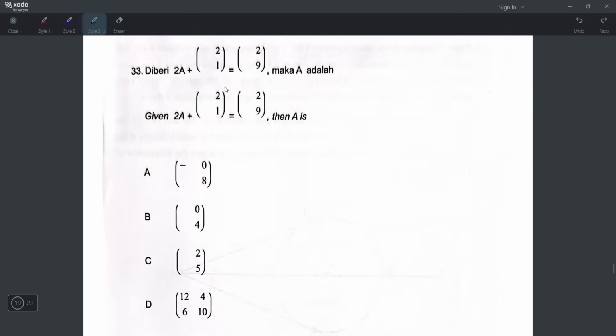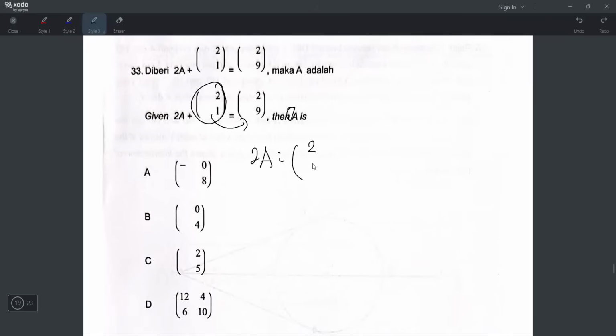33. This is another matrix question, but this one is the addition one. It's not multiplication. Okay, this says 2a plus 21 equals 29, then find a. In order to find a, first you have to move this matrix to the other side, and then this plus becomes minus. After you take this matrix minus the 21, then you have to divide by 2. Yeah, that's the way to do it.